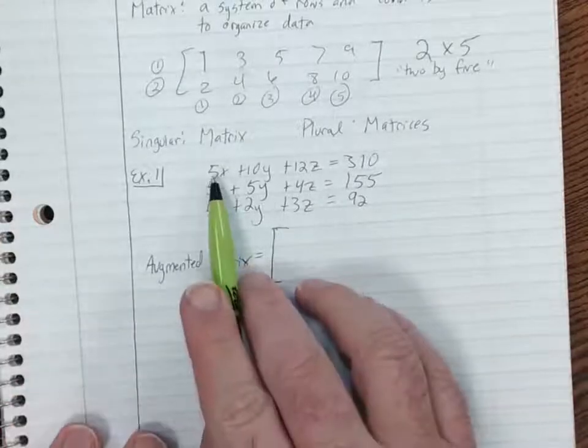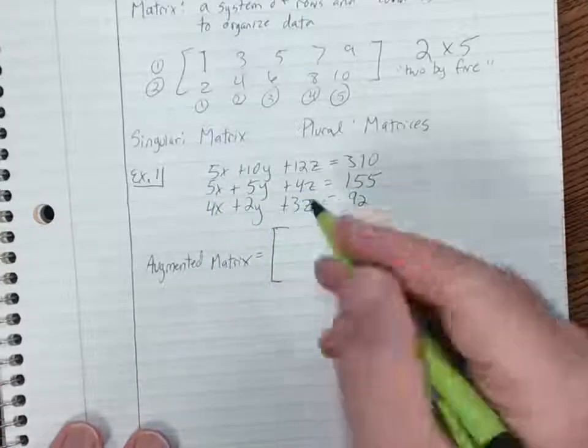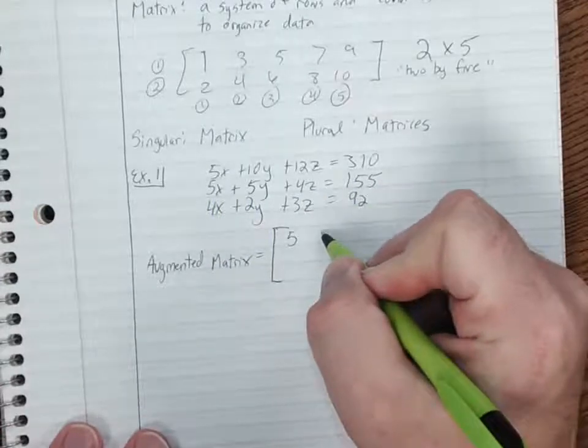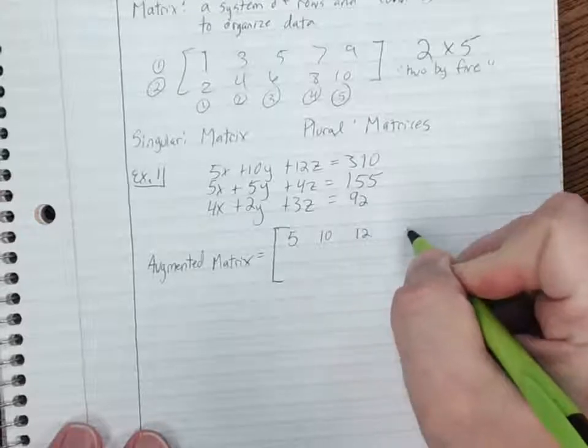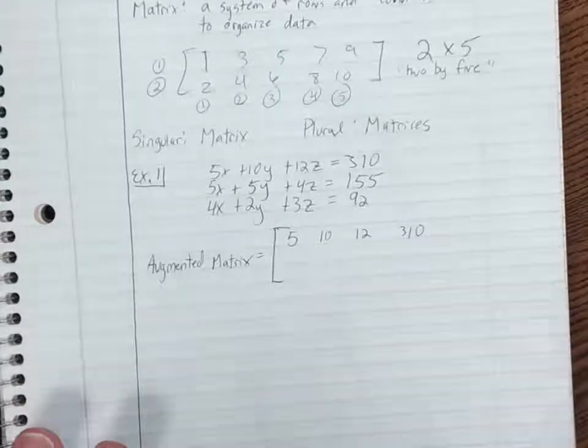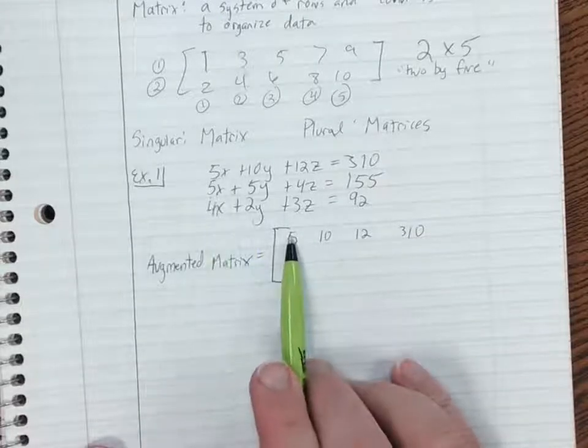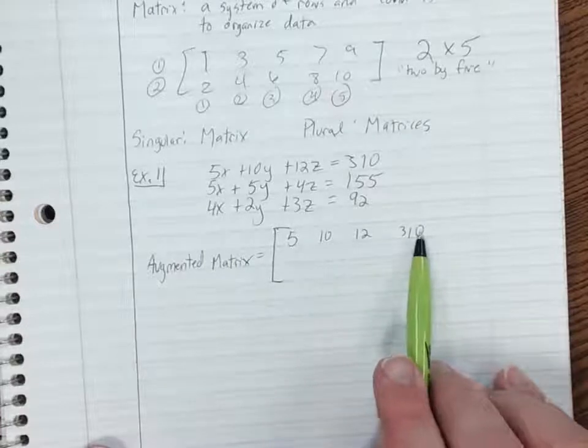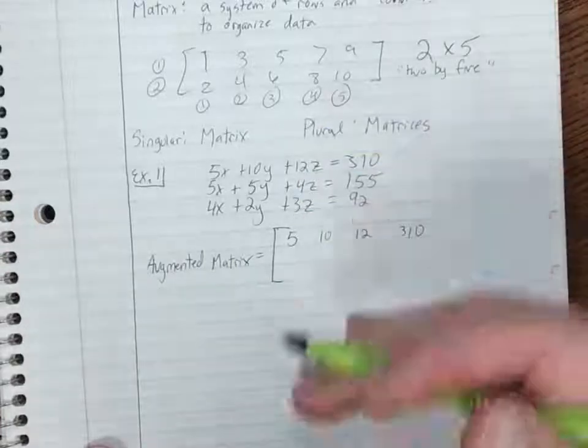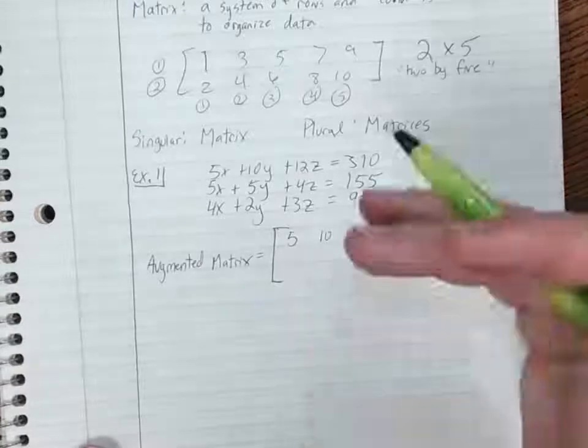That's it. So you see how it says 5, 10, 12, and 310? I'm just going to copy those. 5, 10, 12, and 310. Literally just copying them. Now, notice that this is my X column, my Y, my Z, and my constant. I've got to make sure to keep that the same all the way down.